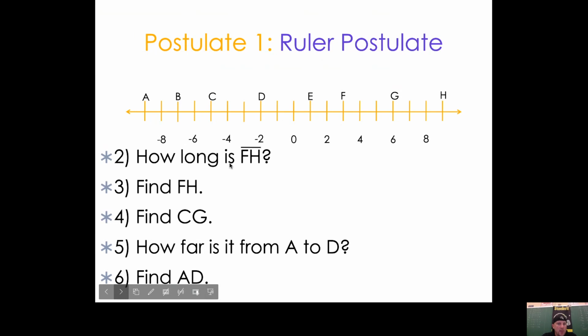Here's a number line. How long is segment FH? This says the same thing. How long is segment FH? That's what that means. How far is it from point F to point H? Let's do this one. Here's F. Here's H. How long is that segment right there? It goes from 3 to 9.